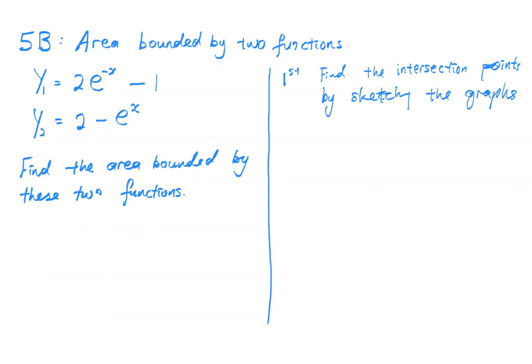By sketching the graph. Hurry up. Sketch the graph and find the intersection point. You can try to do Zoom standard, then you try to change your Y or your X. Then you go to graph again.